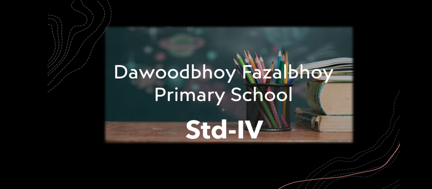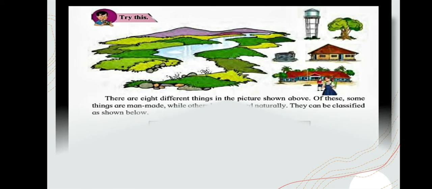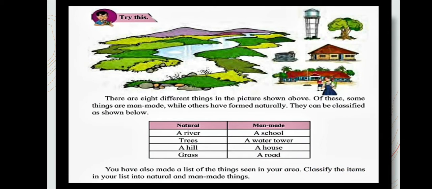Today we are going to learn subject EVS-1, chapter Maps and Symbols. Try this. There are 8 different things in the picture shown above. Of these, some things are man-made while others have formed naturally. They can be classified as shown below.